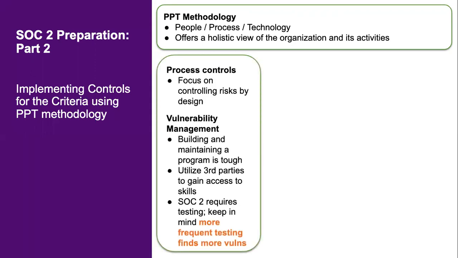Some examples on the process side. These are controls primarily designed to reduce risk in business process. Good example is your vulnerability management program. Building and maintaining a vulnerability management program is actually really tough. There are a lot of moving parts and pieces. You have a lot of technical skills that need to be part of your team. Unfortunately, very expensive technical skills. Recommendation here, look at utilizing third parties where it makes sense. It gives you access to additional skills. It can give you access to highly trained personnel at a lower cost than having them on your staff full time.